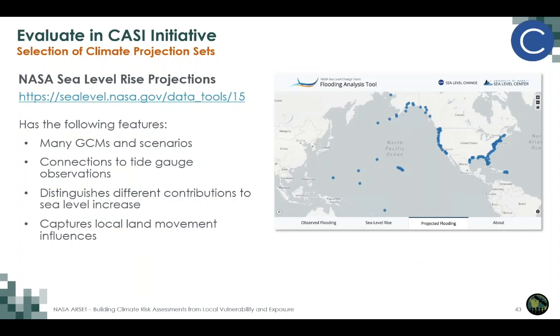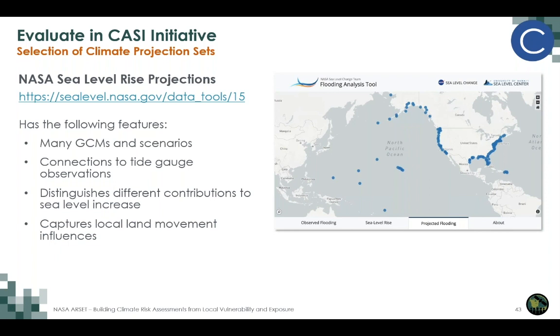Another very important data product that we use within CASI comes from the NASA sea level rise projection tools that you can see at sealevel.nasa.gov. There are a lot of amazing tools at that website, but it allows us to look at many different climate models and scenarios, and connect to specific tide gauge observations.